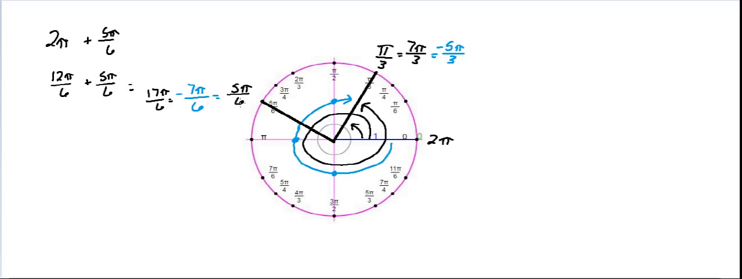So anytime you're looking for a coterminal radian, you basically just add 2 pi or 12 pi over 6 repeatedly as many times as you want. Or you can, of course, go in the negative direction.